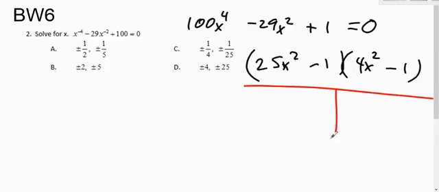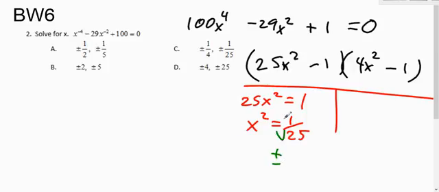So now we got to solve this. You get 25x squared equals 1. So divide by 25, you get x squared equals 1/25. And then square root both sides. And when you do that, it becomes plus or minus the square root. Square root of 1 is 1. Square root of 25 is 5. So it's plus or minus 1/5.